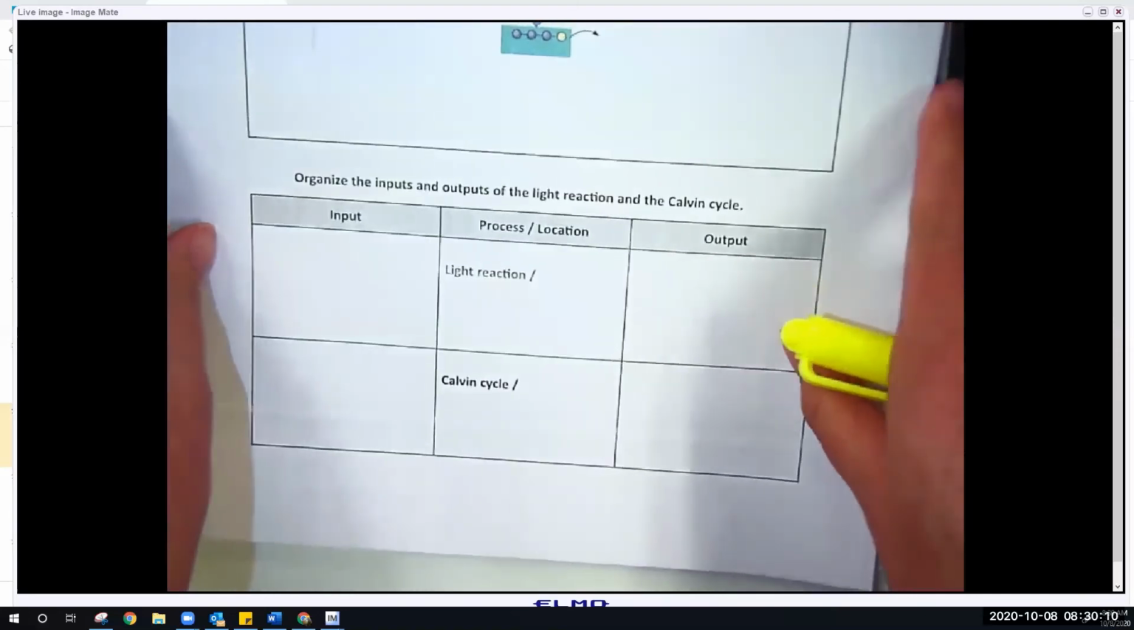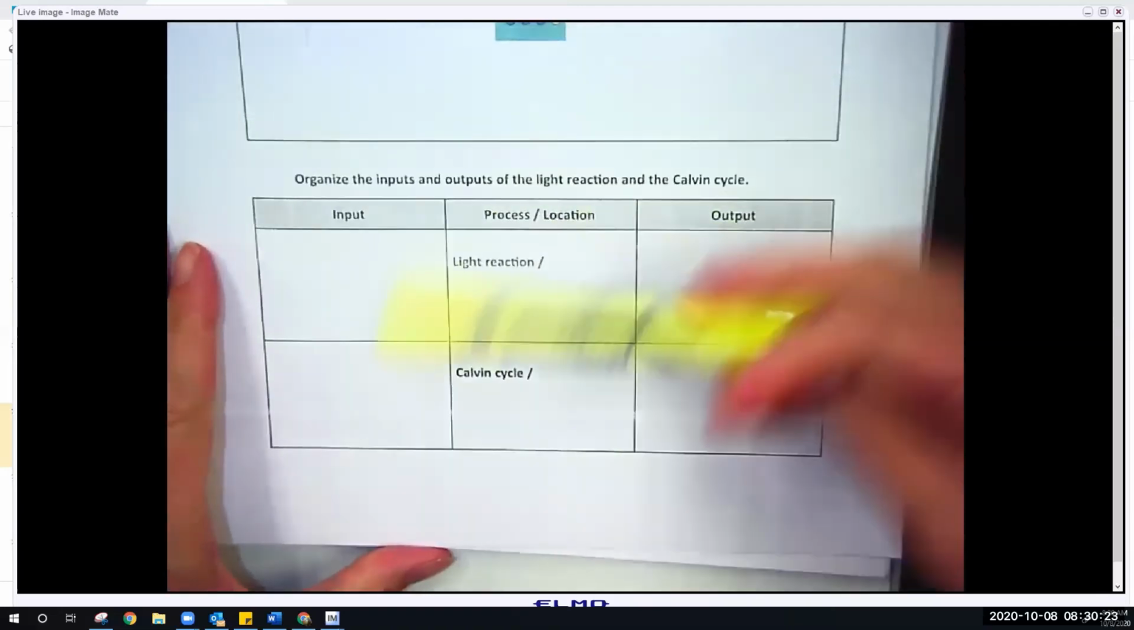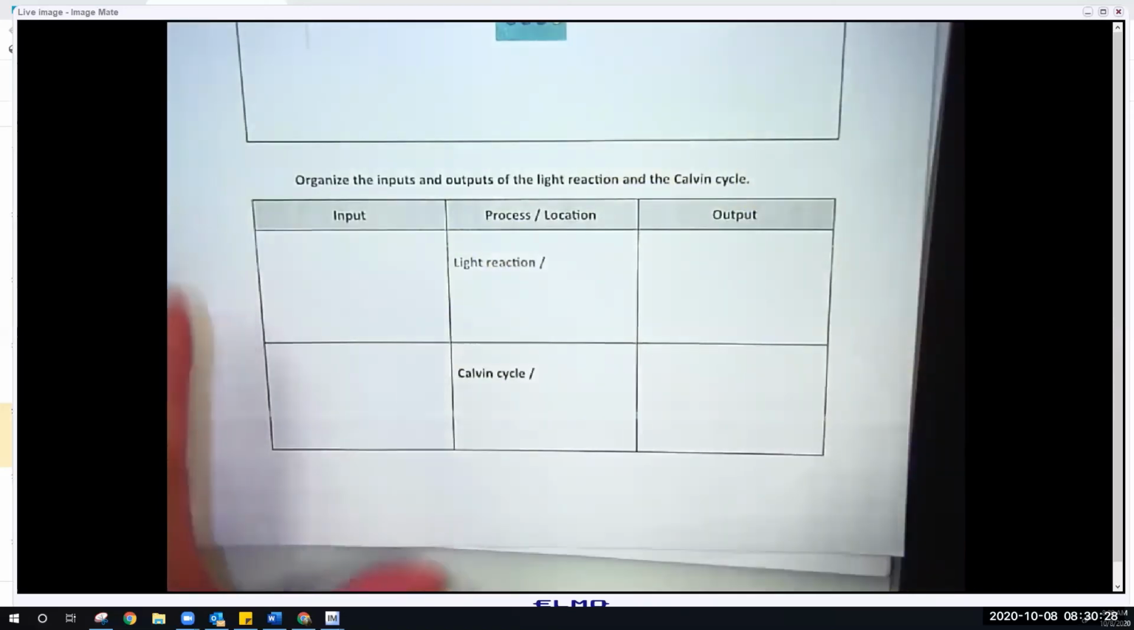What I would like you to do, either in your notes, because we have till like 8:45, so I'm going to give you guys 5 minutes. What I would like you to do is the best that you can, let's organize the inputs and outputs of the light reaction and the Calvin cycle.